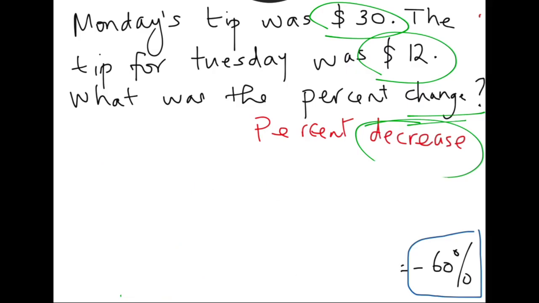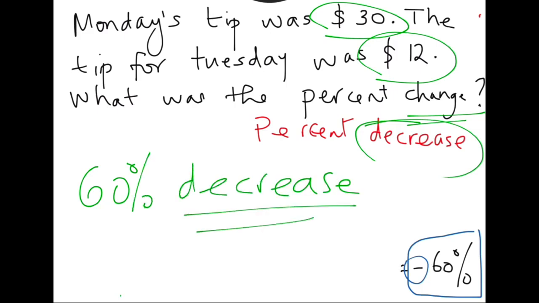In your final answer, you don't really need to put this negative as long as you explain that there is a 60% decrease. This was decrease implies that it's negative.